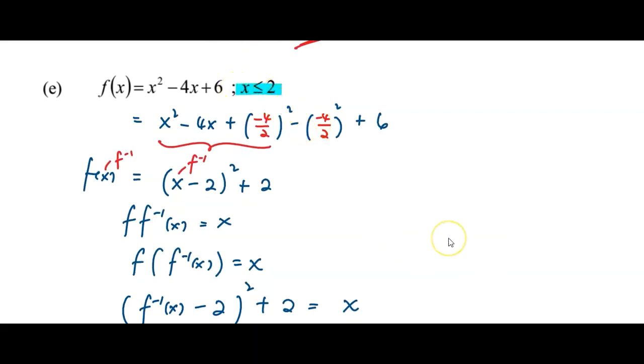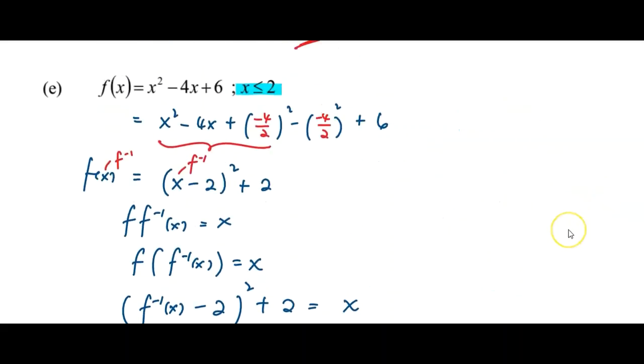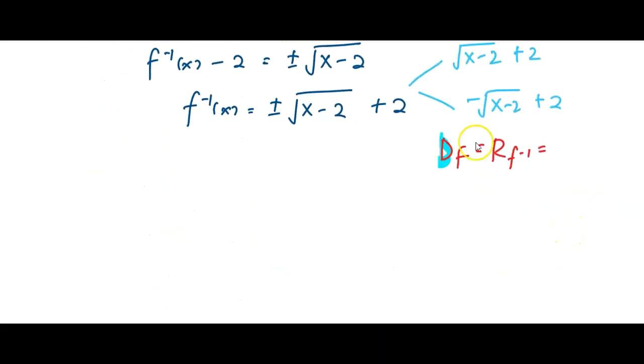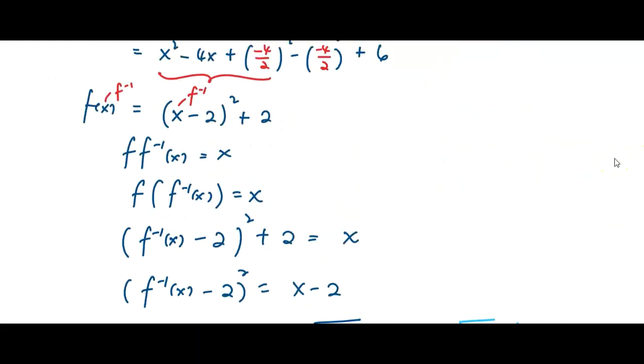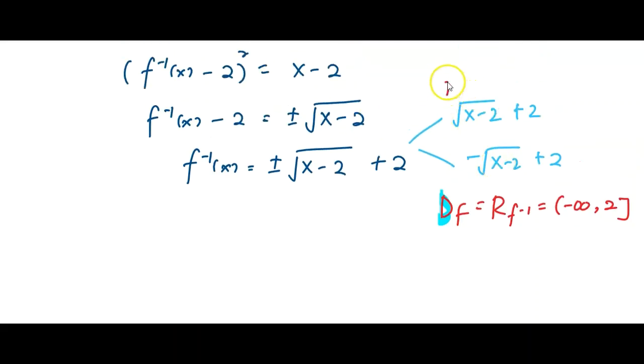The domain for f is x less than or equal to 2. From here, we know that the domain of f is equal to the range of f inverse. And the question gives us x less than or equal to 2, meaning that our domain starts from negative infinity and stops at 2. Now we need to consider which of the functions given here, 1 or 2, will give the range from negative infinity up to 2.